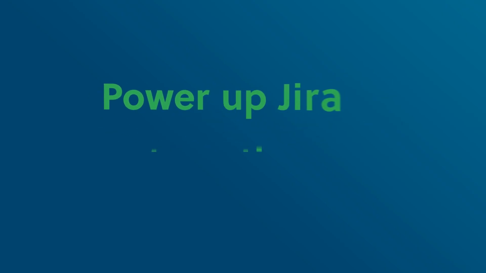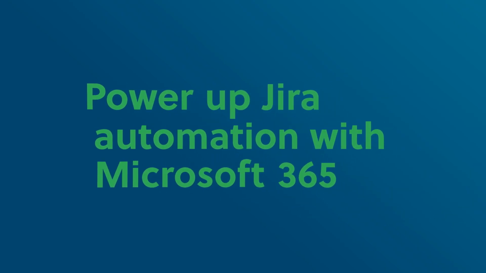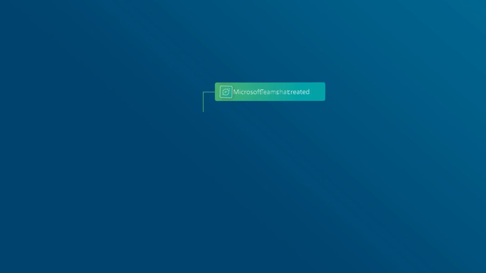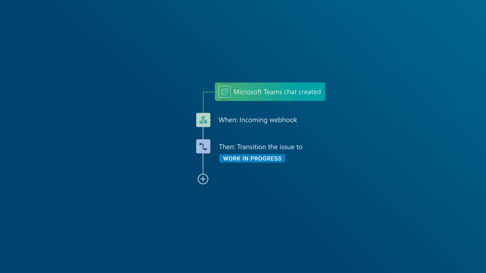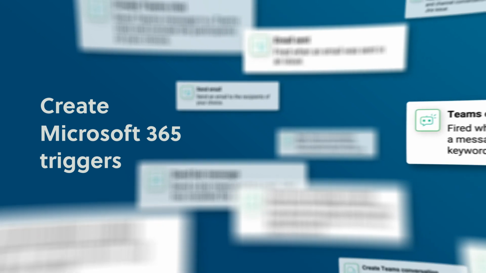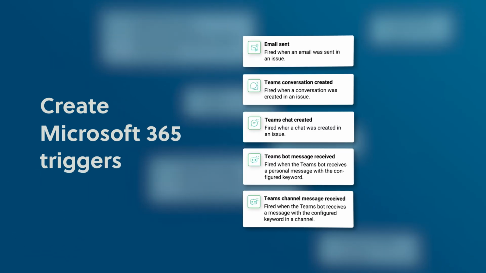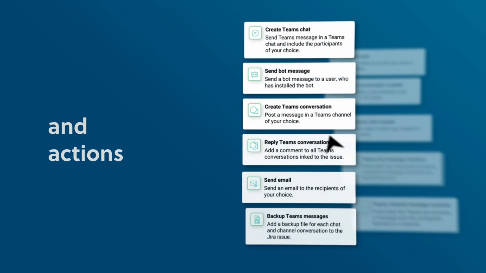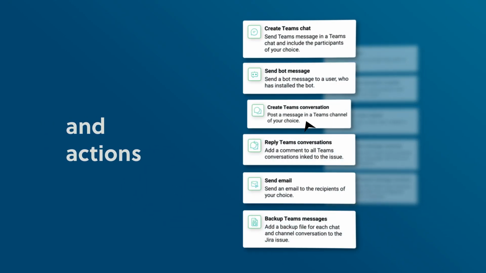Power up Jira automation with Microsoft 365. With Microsoft 365 for Jira, you can build automation rules with webhooks to improve your productivity and collaboration, even more. Choose from a vast array of Microsoft 365 triggers and actions, including Microsoft Teams, Outlook email, and meetings.